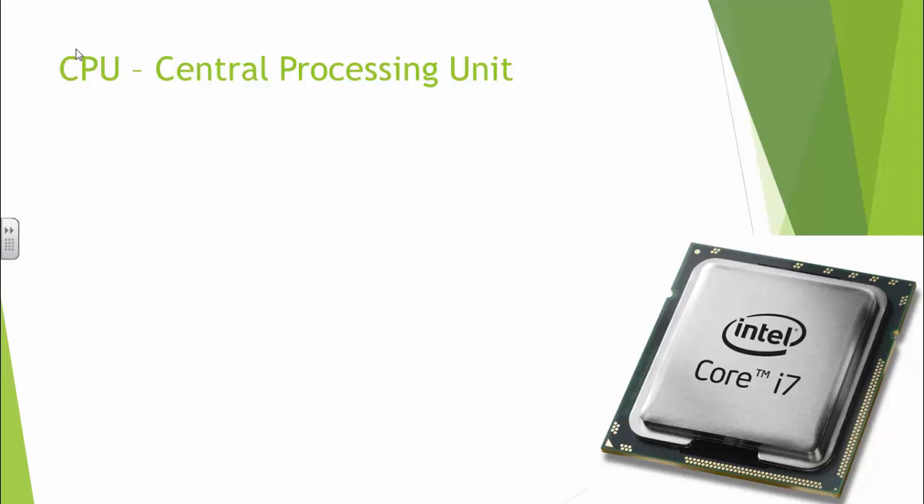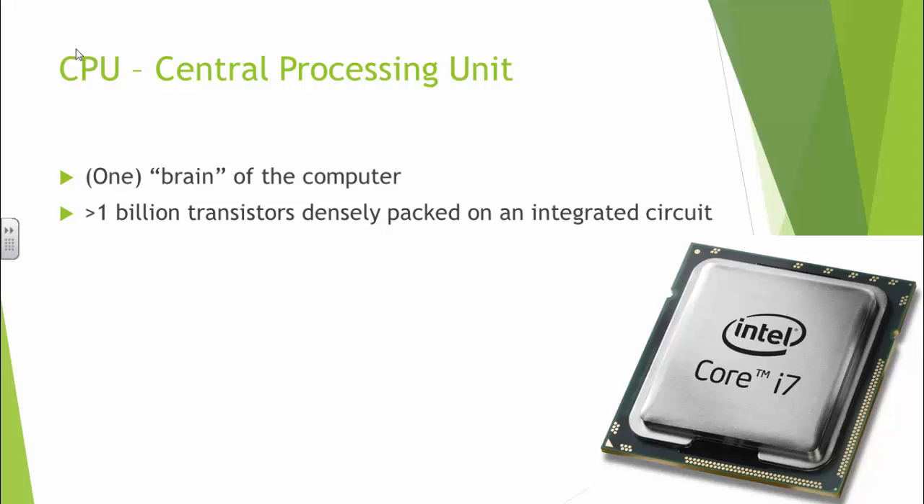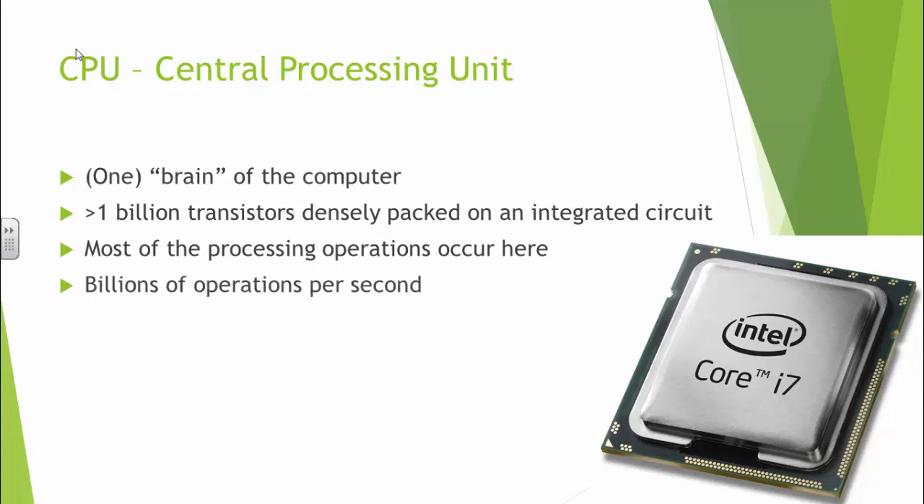So we now got a skeleton, we've got a circulatory system, we've got a heart. The CPU, we can think of it as the key brain of our computer. More than 1 billion transistors are densely packed on this integrated circuit, and most of the computer processing operations occur inside this CPU. It can do billions of operations per second, and of course, this is a key thing that defines our age now: the number of operations that a single CPU can do.